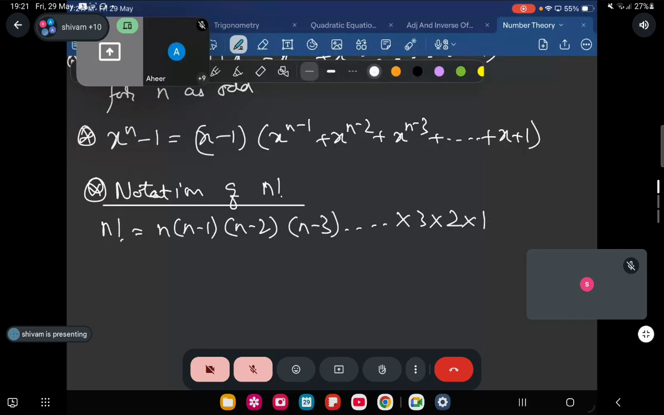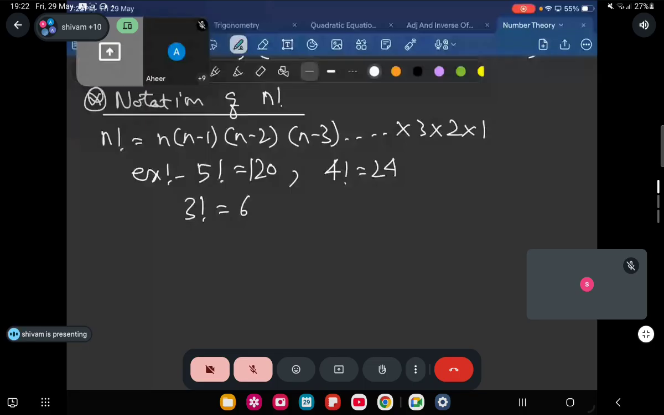For example, 5 factorial is equal to 120, 4 factorial is equal to 24, 3 factorial is equal to 6, and so on and so forth. Similarly, n factorial can also be written as n into n minus 1 whole factorial.